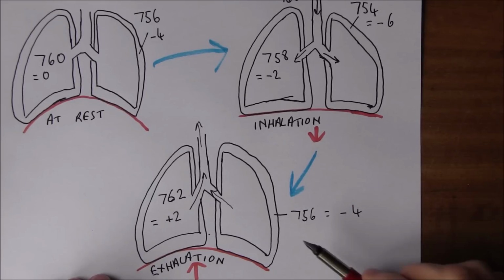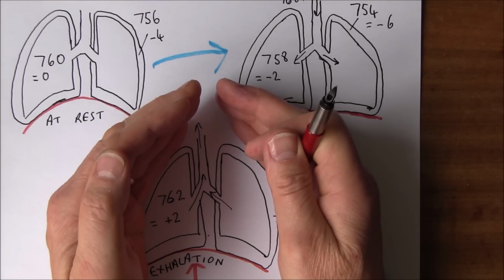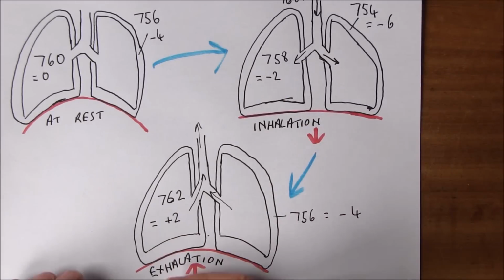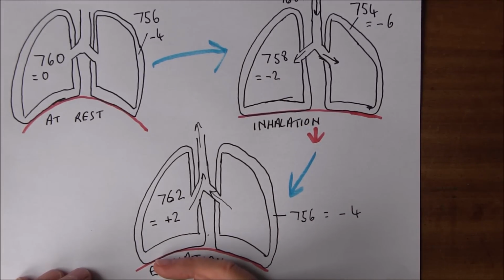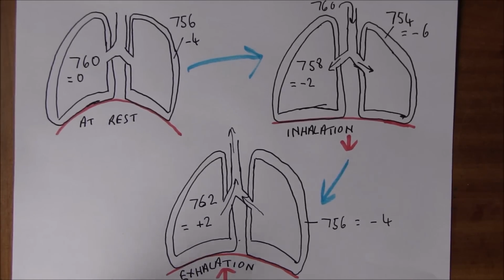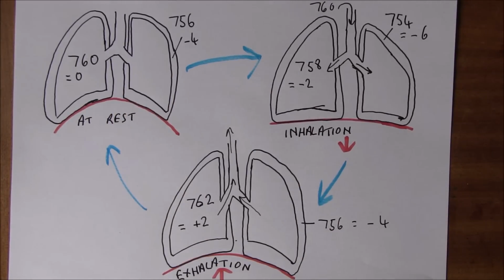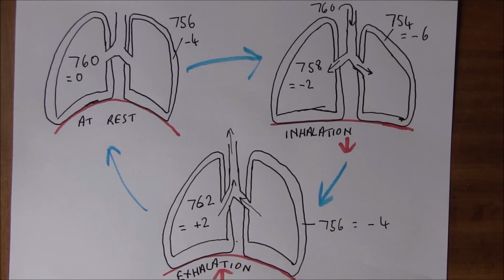And in this situation, because the ribs are no longer pulling the parietal pleura up and out, and because the diaphragm's no longer pulling the parietal pleura down, the intrapleural pressure goes back to -4, ready to start the next respiratory cycle.